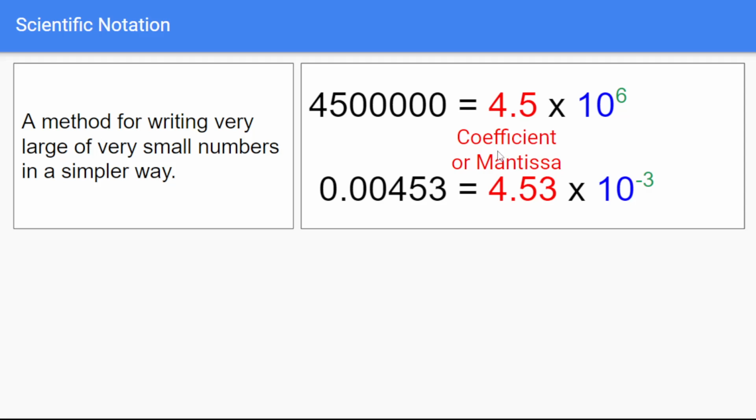Right here in red, we call this the coefficient. Sometimes it's also called the mantissa. We notice how both of these are times 10, so that's called the base. Times 10 is the base. Well, the base is 10. And then the exponent is in green. It can be a positive or a negative exponent.